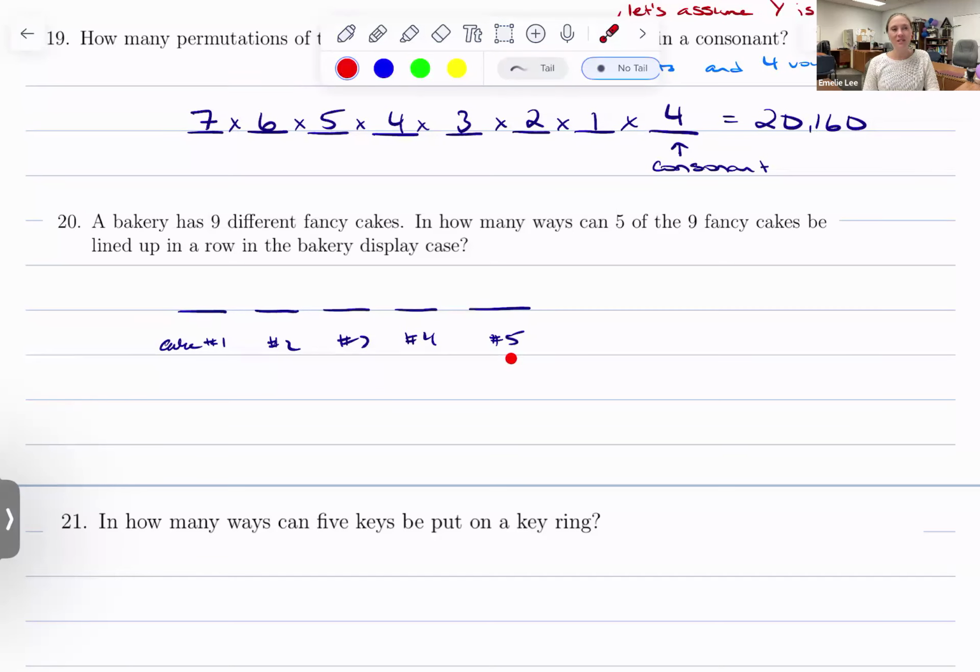Cake number 1, number 2, number 3, number 4, number 5. Now that would be different if I had different cake numbers here. And so order matters in this cake case. Pun intended, I guess. Or error intended. So, how many cakes do I have to choose from for my first spot? Well, I have all 9. Now, I've used one of the cakes in my first spot, which means I only have 8 left, and then 7, and then 6, and then 5.